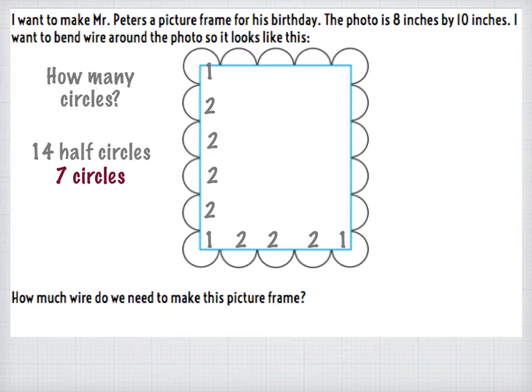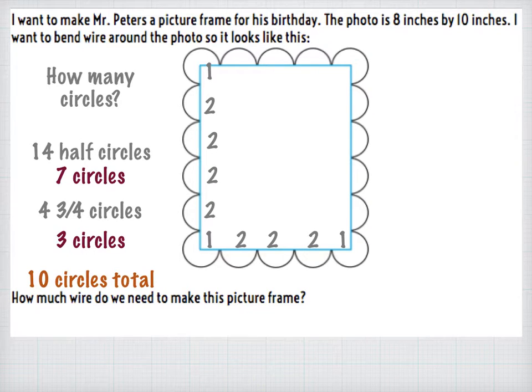Then looking in the corner, I have 4 corner pieces. Each of those corner pieces is a 3/4 circle. So I have four 3/4 circles. And if I put those together, perhaps I take one of them and split it into quarters that I can add into the other ones, I'll end up with 3 whole circles. So around this picture, I have 7 circles and 3 circles, or 10 total circles of wire that I would need.